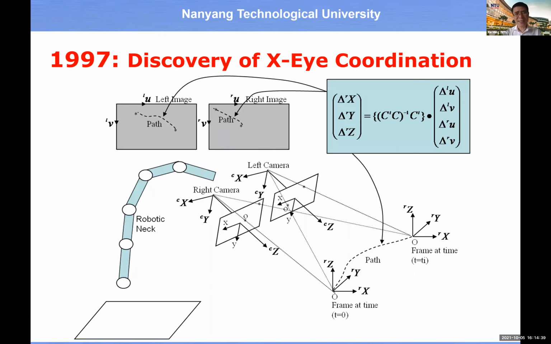And in 1997, we discovered the eye-hand coordination principle. It shows that the disparity inside the eye times a constant matrix will give us the displacement vector of a hand or tool tips or head or body, whatever. So it's a very generic principle for eye-hand coordination.